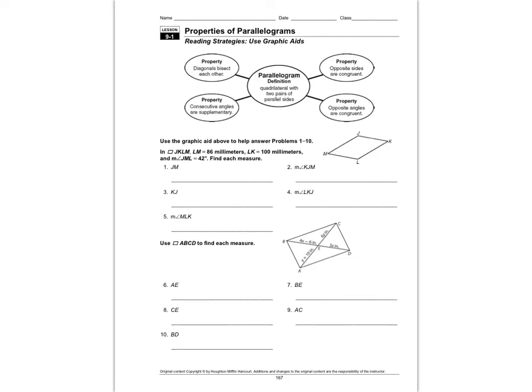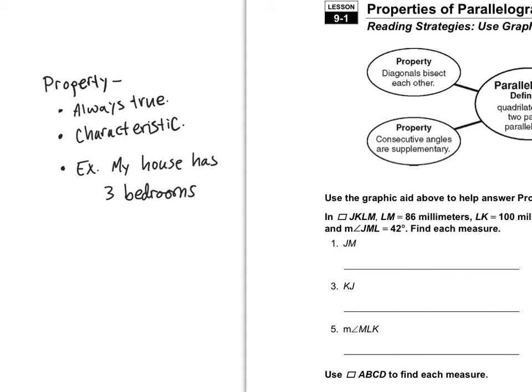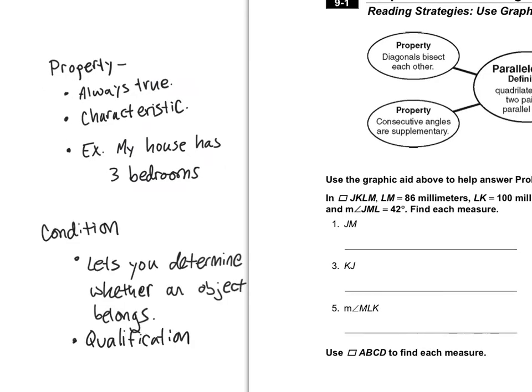So today we're talking about parallelograms, and specifically we're talking about their properties and their conditions. A property is something that's always true about a shape. You might call a property a characteristic. For example, here's a property of my house: it has 3 bedrooms. That's a characteristic of my house. It tells you something about what my house is like.